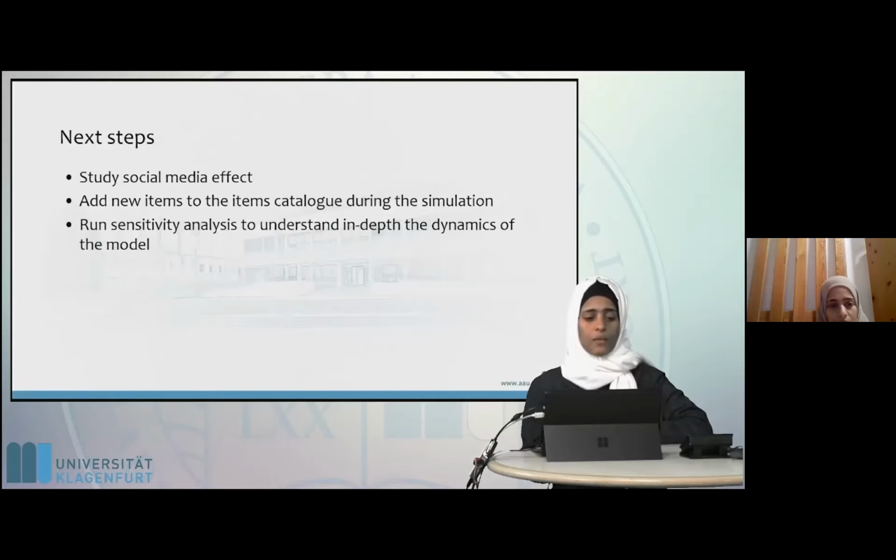For the next step, we will add social media in this model. It will be interesting to know how social media affects the consumption and also the stakeholders' objectives. We will add new items to the item catalog over time, so we can see more dynamics. This matches reality, as a platform provider adds items over time. We will also run sensitivity analysis, which will help us understand how different combinations of variables can affect the dynamics of the model.